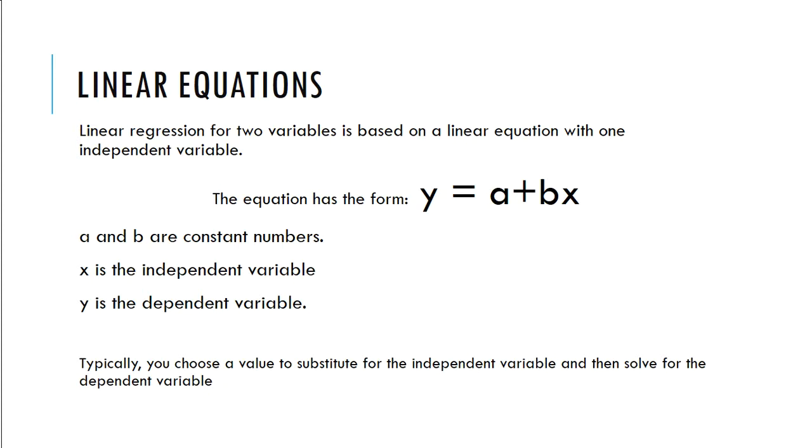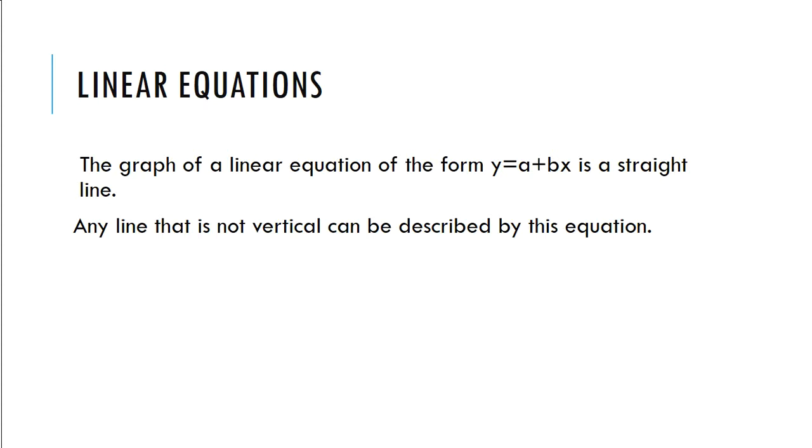You might remember this. This is the formula for a line. The equation for linear equations is y equals a plus bx, where a and b are constant numbers, x is the independent variable, and y is the dependent variable. Typically, you'll choose a value to substitute for the independent variable and then solve for the dependent variable. The graph of a linear equation in the form y equals a plus bx is a straight line. Any line that is not vertical can be described by this equation.